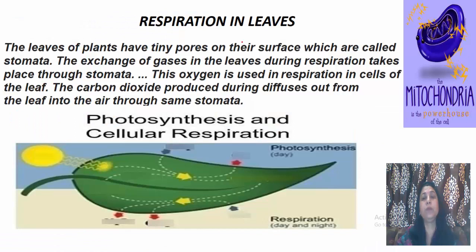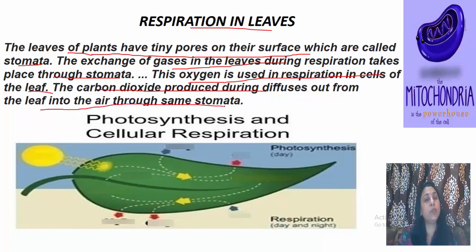Now, respiration in leaves. The leaves of plants have tiny pores on their surface which are known as stomata. Hence, in leaves, respiration takes place through stomata. The exchange of gases in the leaves during respiration takes place through stomata. This oxygen is used in respiration in the cells of the leaf. The carbon dioxide produced during respiration diffuses out from the leaf into the air through the same stomata.